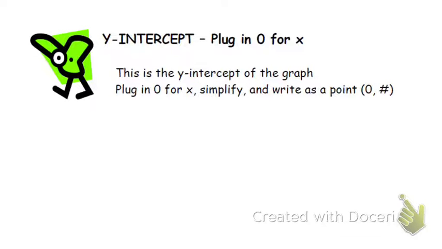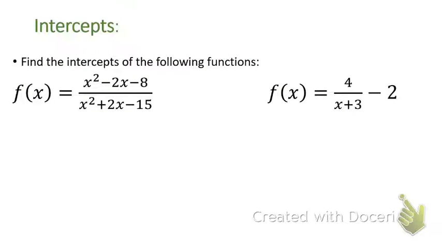Okay. So now let's go ahead and do a couple of examples. So copy down, we'll just write down one at a time. Copy down this first example, and we're going to find the x-intercepts and the y-intercepts of this function.